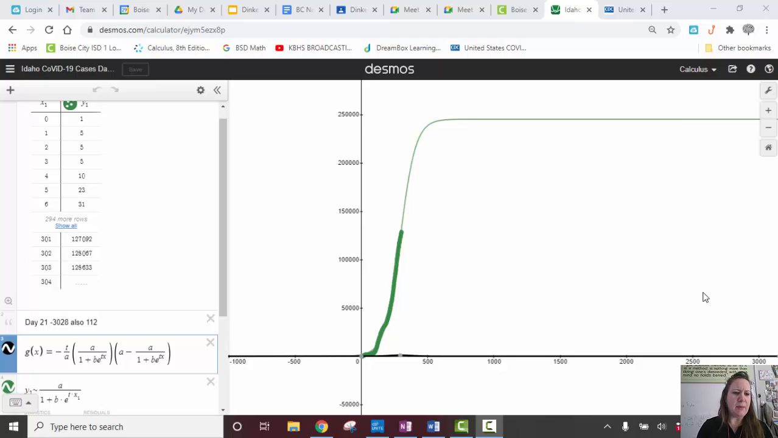So I thought I would talk about the data I've been collecting for COVID and just show you what the graph looks like, and what they're talking about when they talk about flattening the curve. So this is a particular graph called the logistic equation.